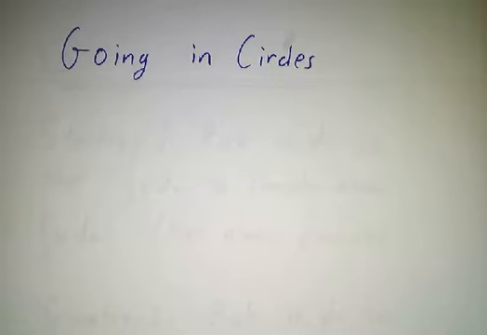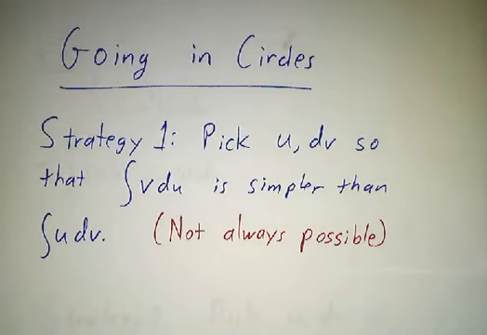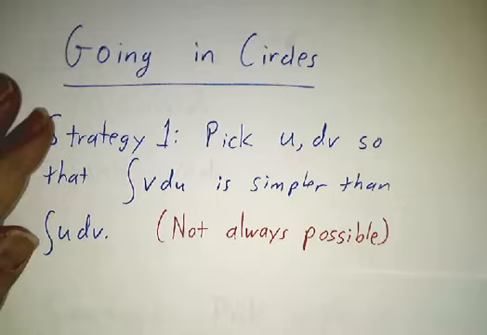In the last video, we talked about the basic strategy of integration by parts. Namely, you want to pick u and v so that the integral of v du is much simpler than the integral of u dv. The trouble is, this strategy doesn't always work. Sometimes there's just no way to arrange it so that u dv is simpler than v du. But don't give up. Even when you can't make it simpler, there's a really cool trick for making it solvable.